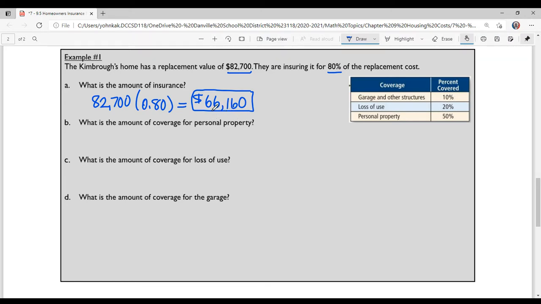Now, this $66,160 is divided up into different pieces. If I want to find for part B the amount of coverage for personal property, I'm going to take that total amount and multiply it by the personal property percentage. So 66,160, and I'm going to multiply it by 50%. This means that I could have $33,080 given to me as part of my personal property reimbursement.